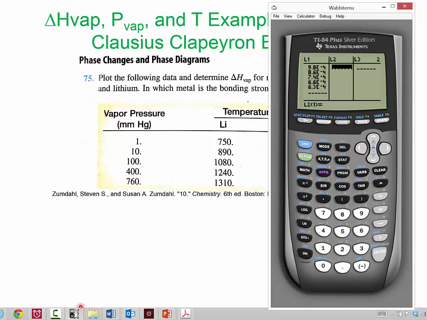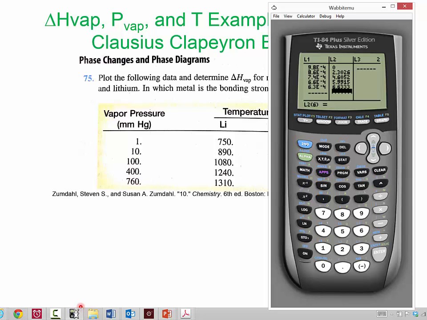Okay, and now we're going to go to our vapor pressures, and we're going to convert that to natural log. So natural log of 1, and just do this for each one of these. Natural log of 10, natural log of 100, natural log of 400, and natural log of 760. Okay, and now we have our data, so we're ready to plot.